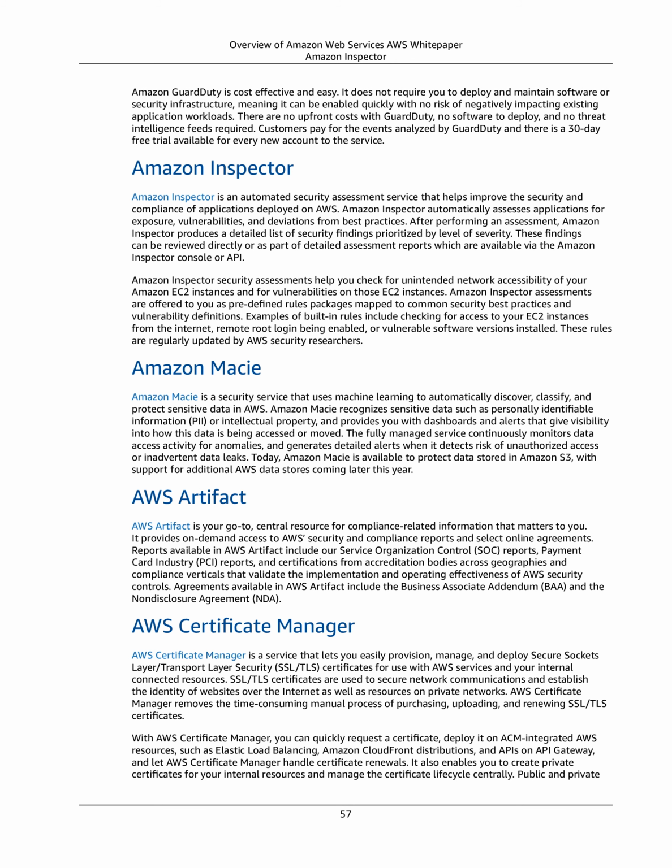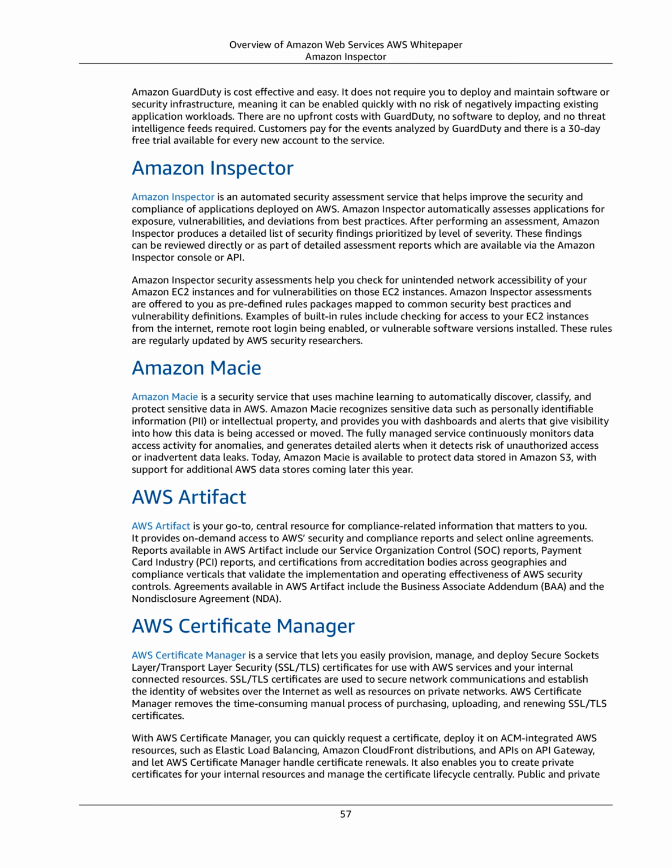Amazon Inspector assessments are offered to you as predefined rules packages mapped to common security best practices and vulnerability definitions. Examples of built-in rules include checking for access to your EC2 instances from the internet, remote root login being enabled, or vulnerable software versions installed. These rules are regularly updated by AWS security researchers.